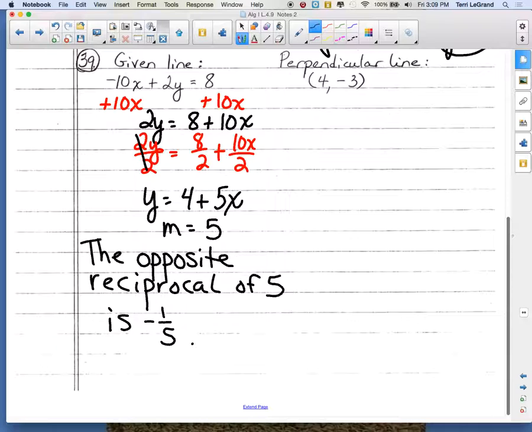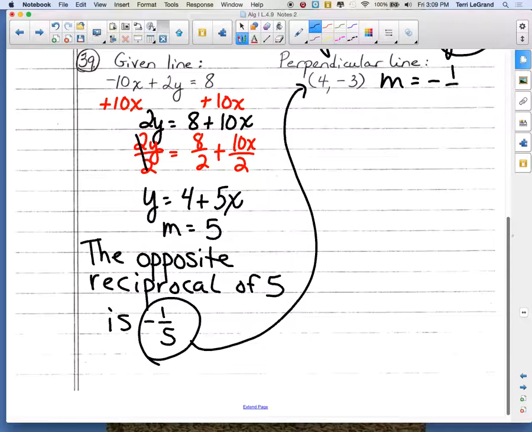So now we're going to say, okay, well that then is what we need up here. M equals negative 1/5. The new line that has to go through the ordered pair 4, -3 has to have that slope. So we're going to y subtract what? -3.